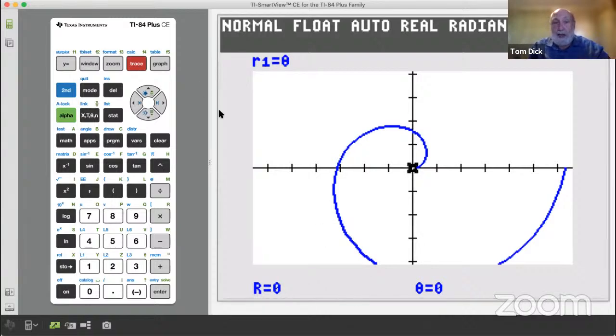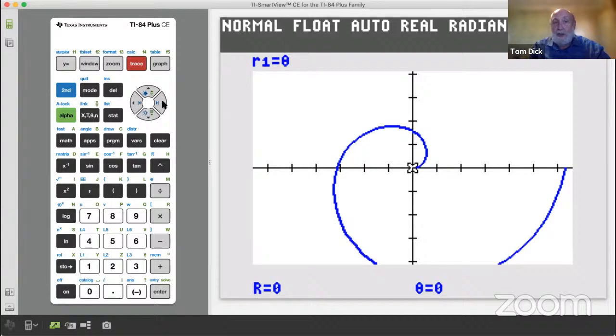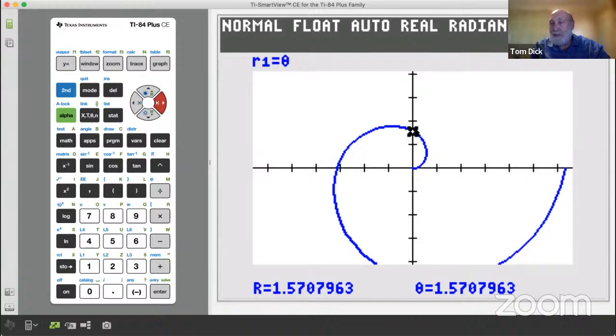Notice that as I trace with my right arrow key, it's now advancing the value of theta. And with this particular function, the r value is always equal to the theta value. Here I am at theta 1.57. That must be pi over 2 or very close to it. So if I take XY coordinates, that's 0 and 1.57.